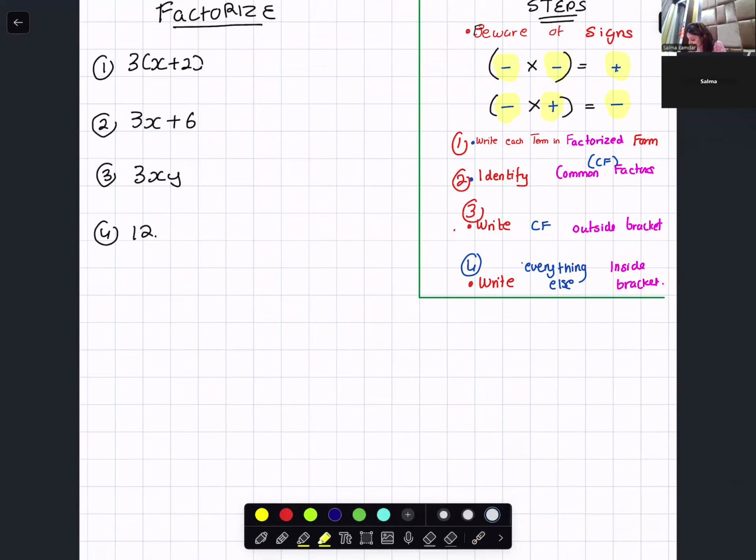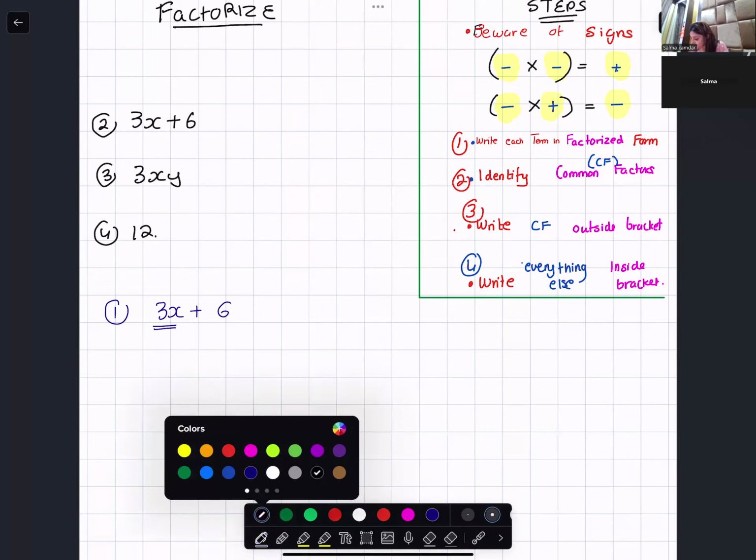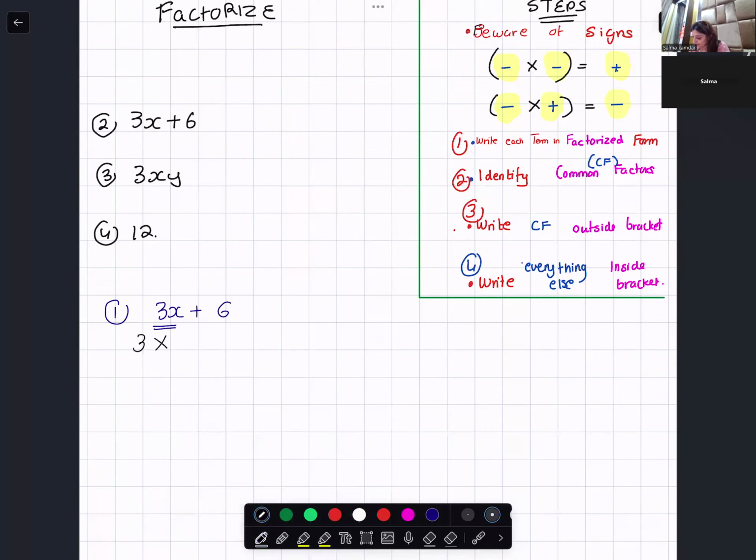Let's start with the first sum. Let's do it with an example. I want to factorize 3x plus 6. We'll do it step by step. Our first sum is we want to factorize 3x plus 6. So first we will write every term in the factored form. If I am writing 3x in the form of factorization, I would do 3 times x, and the factors of 6 would be 2 times 3. I have written the plus sign as it is.